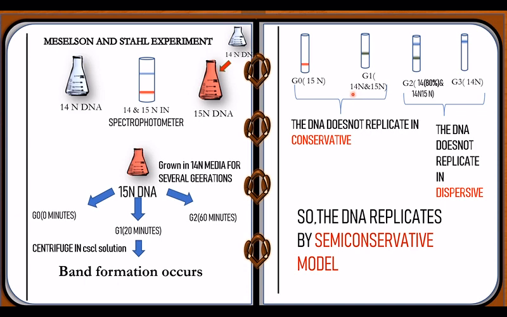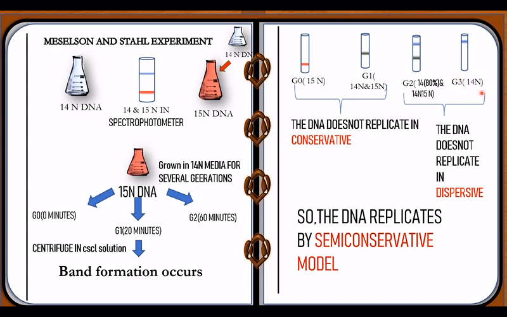Next, in the G2 cycle, that is after 60 minutes, it produced 14N up to 80%, and the 14N 15N hybrid is only 20%. And in G3, 14N is 100%, because replication occurs only in the 14N media. The E. coli will take its nitrogen source from the media, so it produced only 14N in the G3 generation.